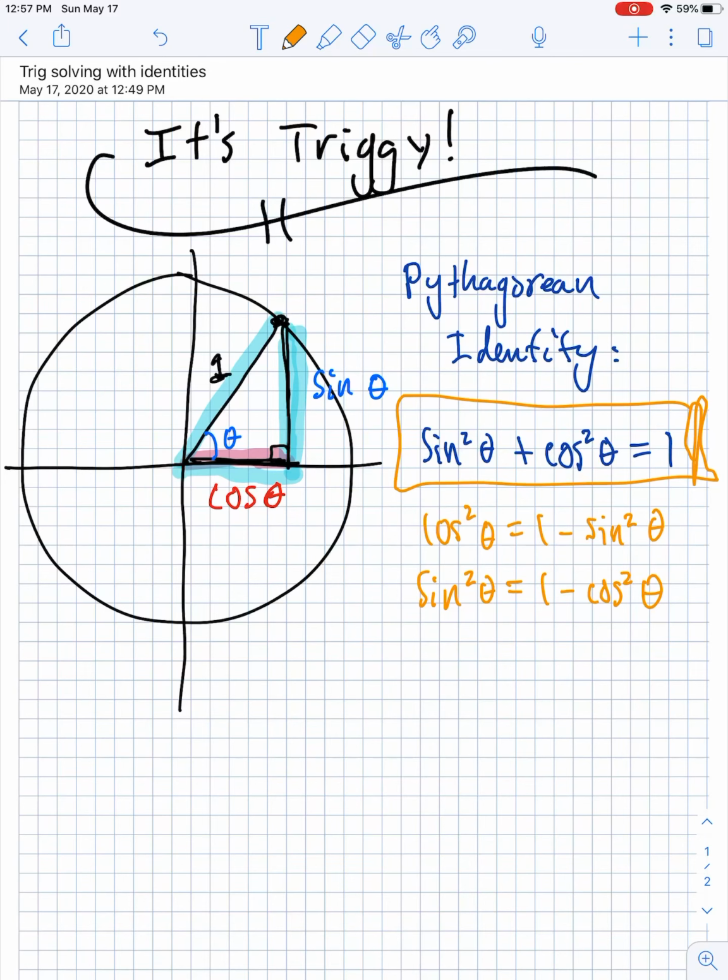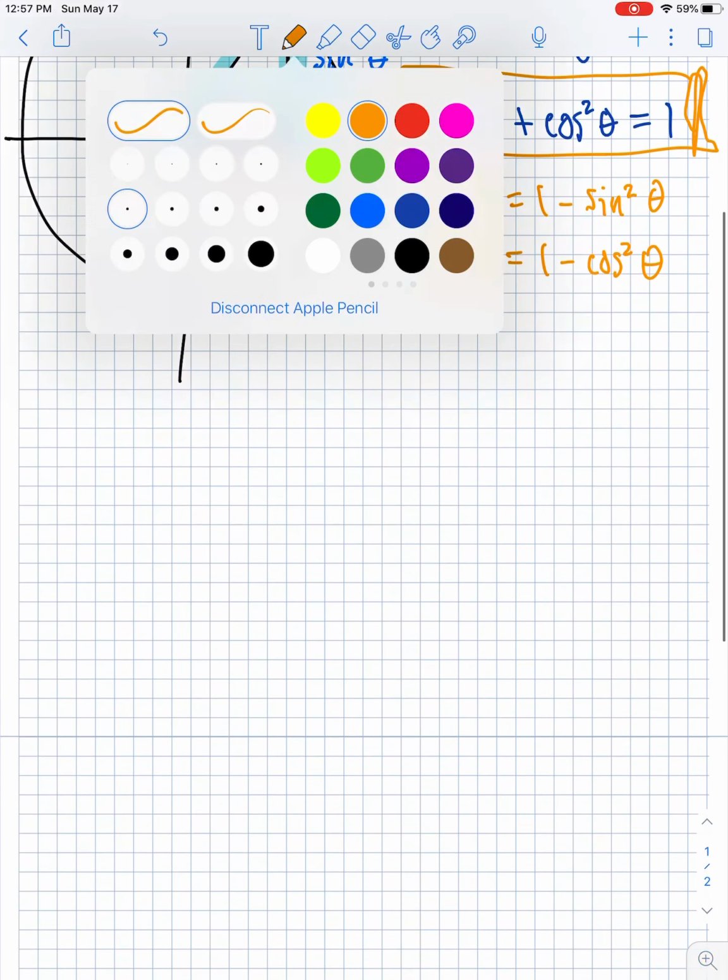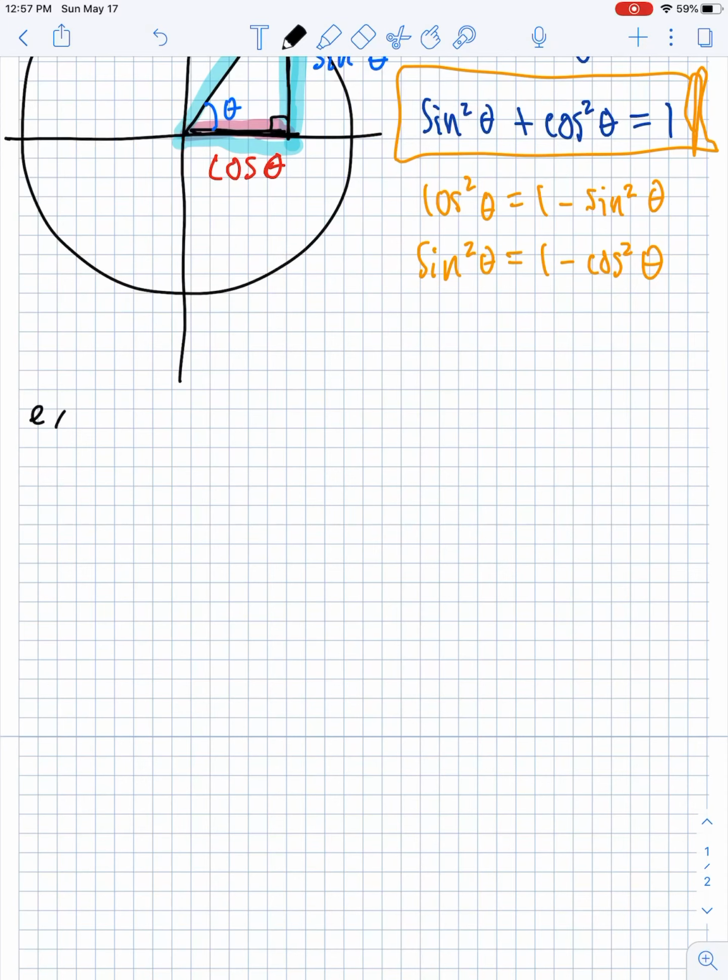Okay, I'm going to do 2 problems for you guys. One of them is very straightforward, and then the other one is a little bit more in depth. First example, solve 2 cosine theta minus 1 is equal to 0 for 0 is less than theta is less than 2 pi. So they're just telling you what part of the circle it can exist on.